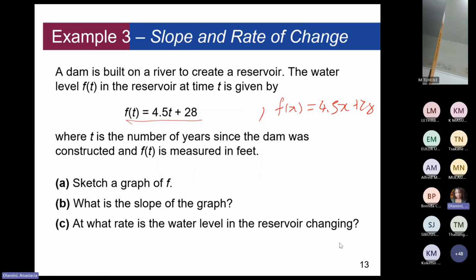So if you don't see it properly, put x instead of t and see, this is a straight line because the power is equal to 1. So I might give you questions like this, because remember your exam is multiple choice.